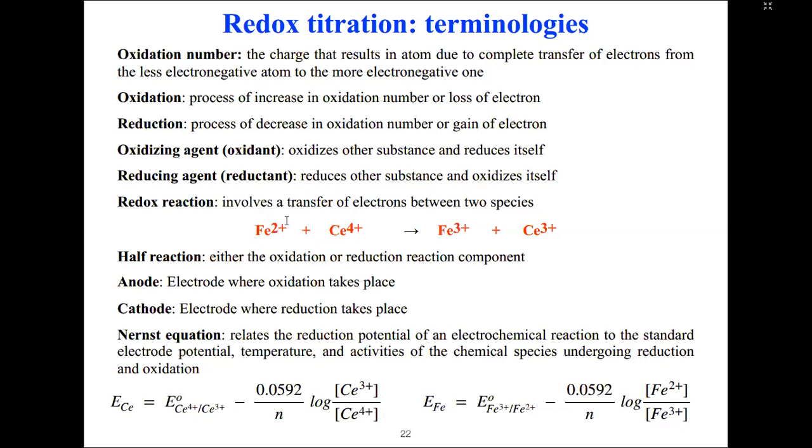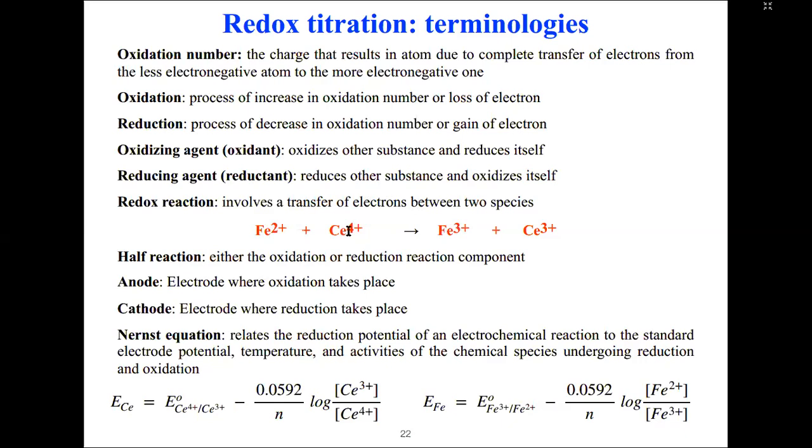And the numbers 2 plus and 3 plus are the oxidation numbers. Okay, the oxidation number of iron on the reactant side is 2 plus, and the oxidation number of iron on the product side is 3 plus. So there is an increase in the oxidation number. That means there is a loss of electron, and this process is called oxidation. So oxidation is the process of increase in oxidation number or loss of electron. Okay.